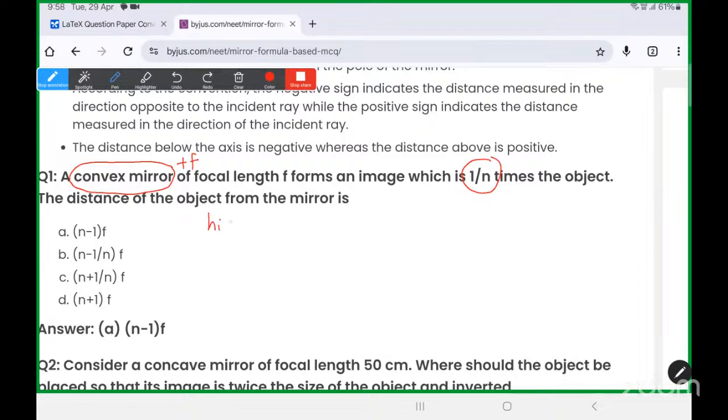मतलब hi, height of the image, is 1/n times height of the object, यही गिवन है। दैट मीन्स hi/ho is equal to 1/n हो गया। द डिस्टेंस ऑफ ऑब्जेक्ट फ्रॉम द मिरर बोला है। अब क्योंकि 1/n टाइम्स इमेज बन रही है, इसीलिए इन्वर्टेड इमेज बनेगी बेटा, सॉरी इन्वर्टेड नहीं, सॉरी इरेक्ट इमेज बनेगी, बिकॉज कॉन्वेक्स मिरर ऑलवेज फॉर्म्स, कॉन्वेक्स मिरर कैसी इमेज बनाता है, हमने लास्ट लेक्चर में भी बताया था, कॉन्वेक्स मिरर ऑलवेज फॉर्म्स इरेक्ट इमेज। इसके लिए इसकी लीनियर मैग्निफिकेशन पॉजिटिव लेना पड़ेगा, बात समझ में आ रही है?